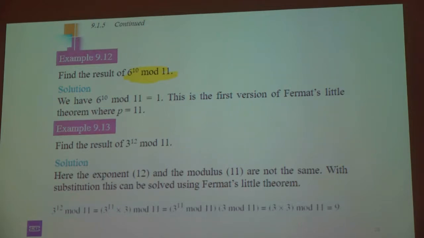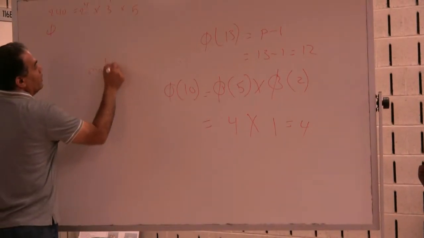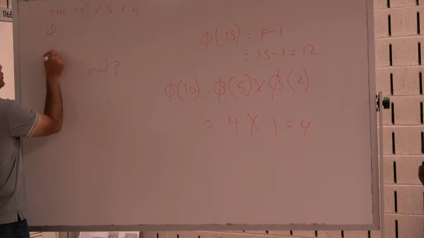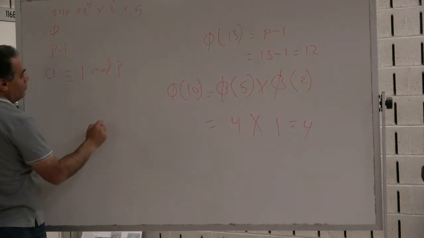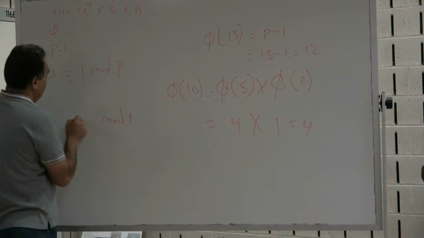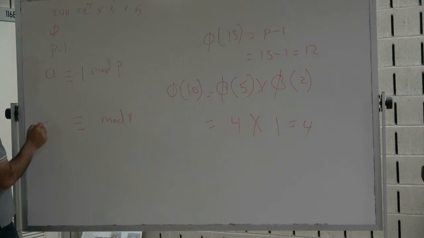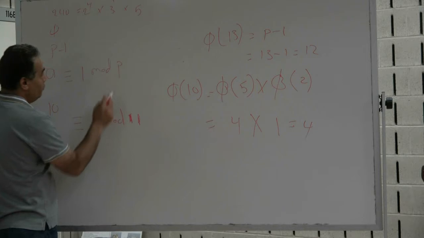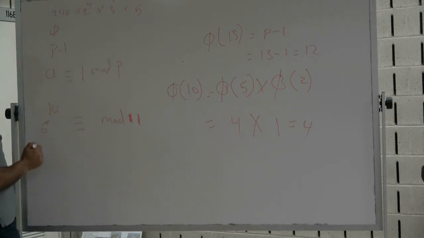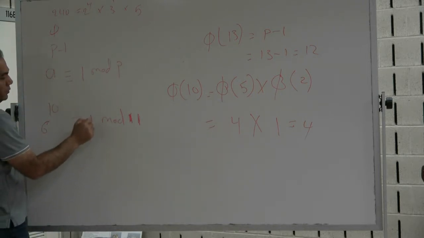Without even using a calculator, it's 1, right? So what does the rule say? Mod p, anything raised to p minus 1, the result is 1. In our example, mod 11, we have 6 to the power 10. 11 is p, and 10 is p minus 1. So what should the result be? 1.